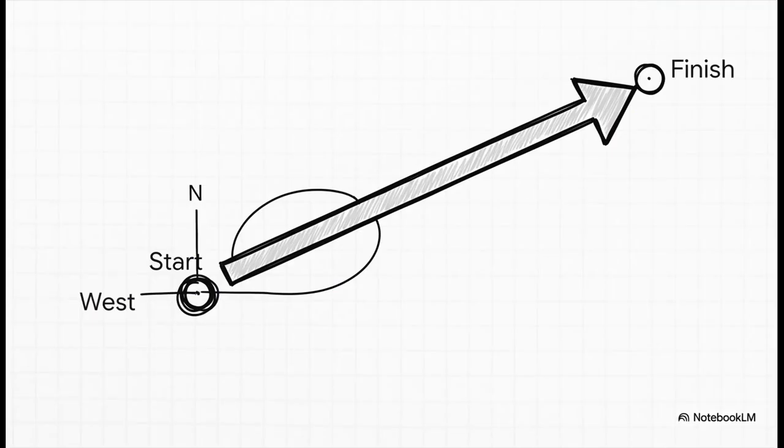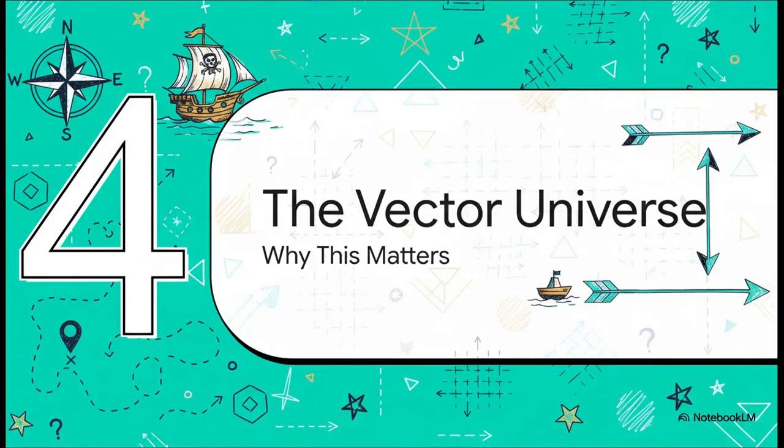And for the final piece of the puzzle, the direction. It comes out to be 63.4 degrees north of west. So, the complete answer, the single vector that replaces that entire winding journey, is 2.24 kilometers at 63.4 degrees north of west. We did it. We found the shortcut.